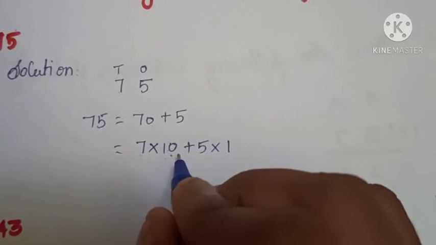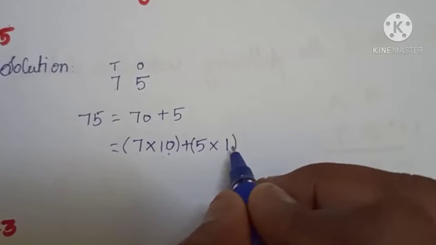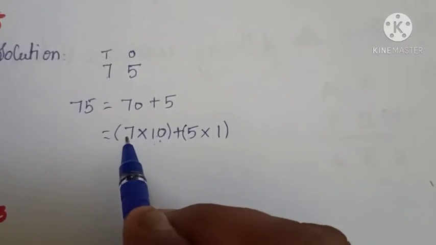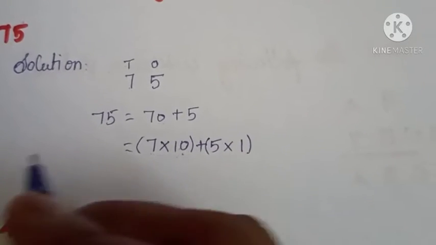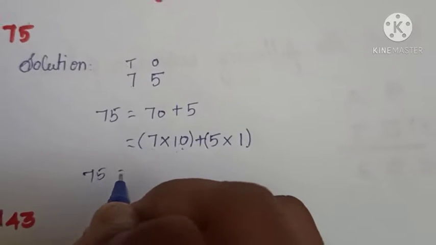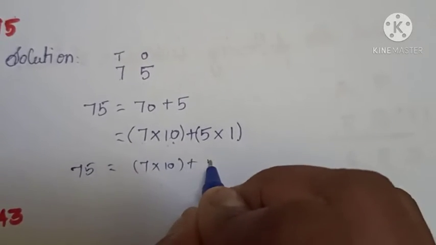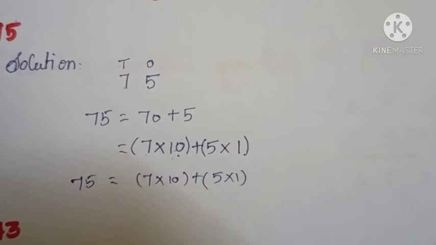So we need to put brackets for these multiplication terms. Now you can see 7 tens and then 5 ones. So what is the general form? 75 is equal to 7 into 10 plus 5 into 1. This is the general form of 75.